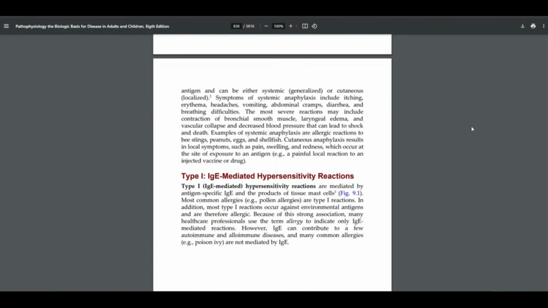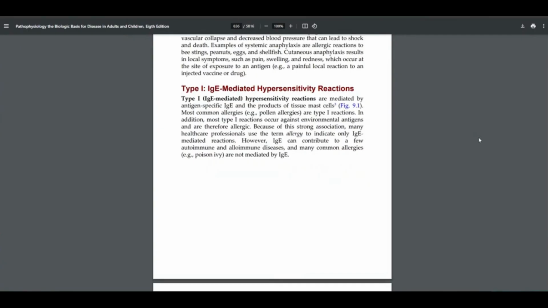Examples of systemic anaphylaxis are allergic reactions to bee stings, peanuts, eggs, and shellfish. Cutaneous anaphylaxis results in local symptoms such as pain, swelling, and redness, which occur at the site of exposure to an antigen, a painful local reaction to an injection, vaccine, or a drug. So, again, we are talking type 1 IgE-mediated hypersensitivity reactions.